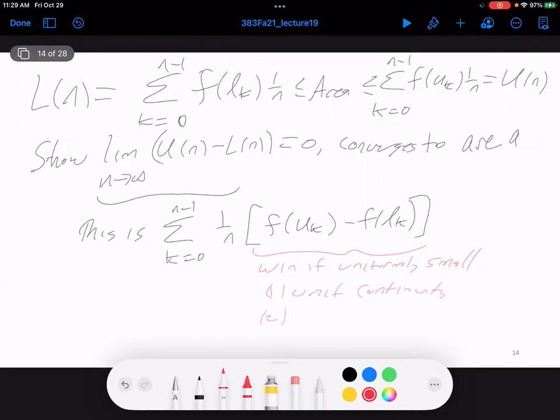There's another approach using a theorem I stated earlier today. Not the extreme value theorem. The mean value theorem.